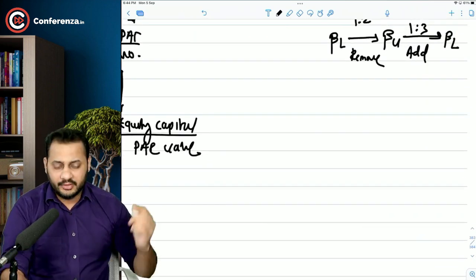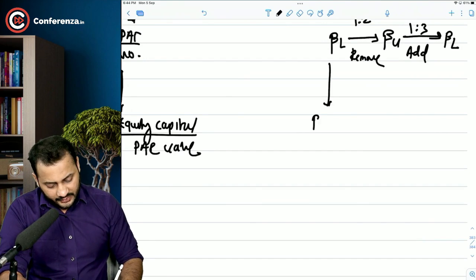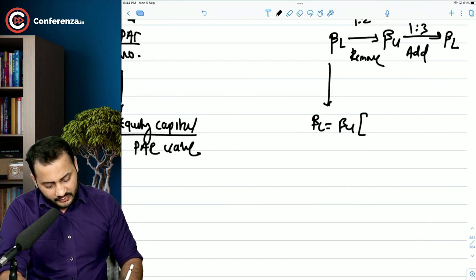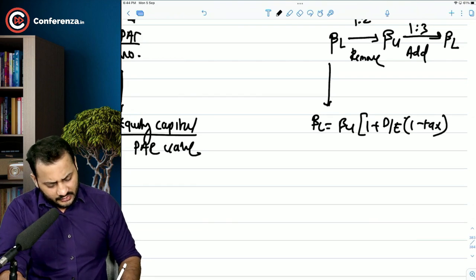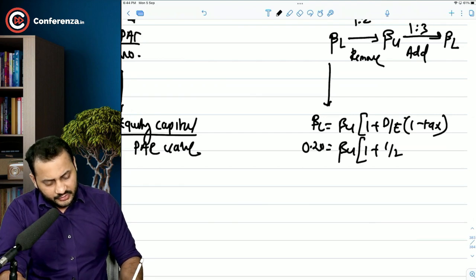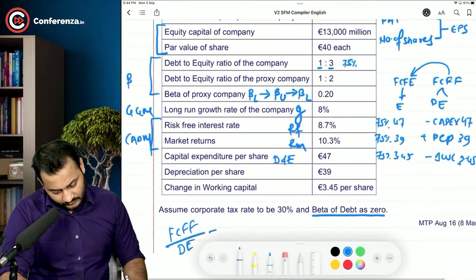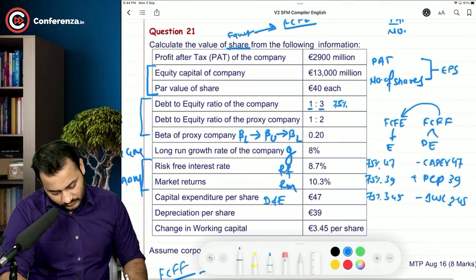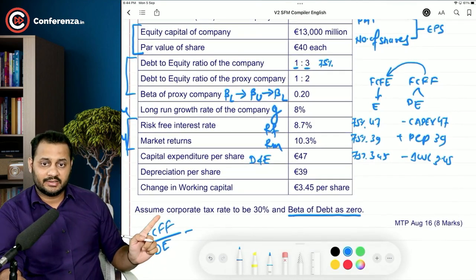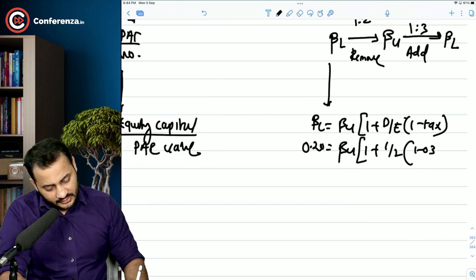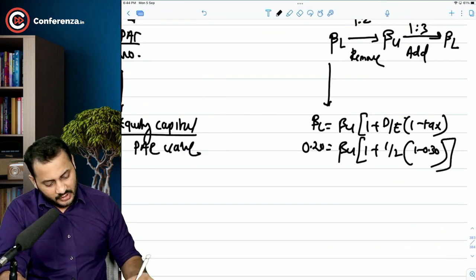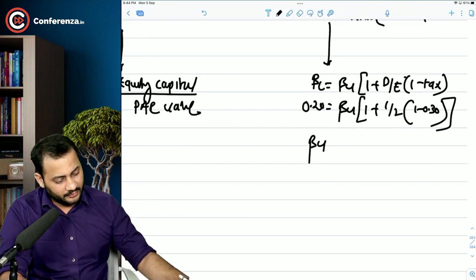So let's calculate. What is the formula for levered beta? Levered beta is equal to unlevered beta times 1 plus debt equity ratio in bracket 1 minus tax. The levered beta is 0.20, right? Unlevered beta, their debt equity ratio is 1:2, and the tax rate is 30%. The debt beta is 0, so the tax rate is 30%. And now you can calculate the unlevered beta.